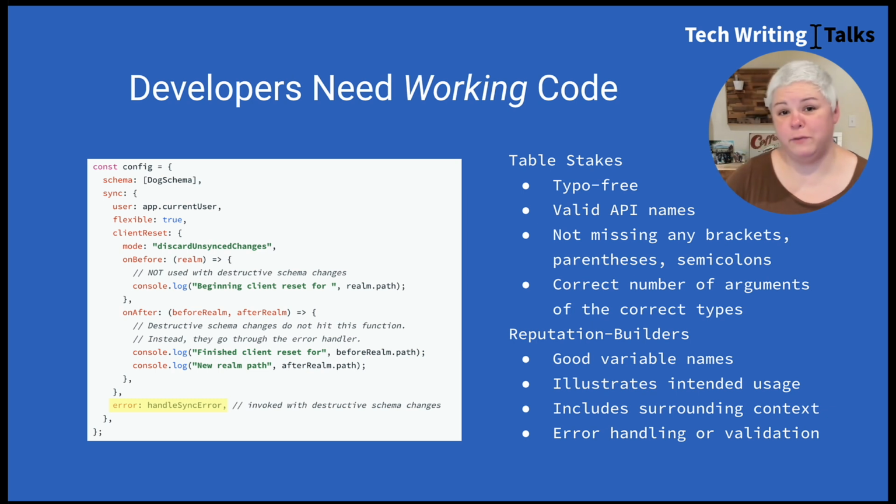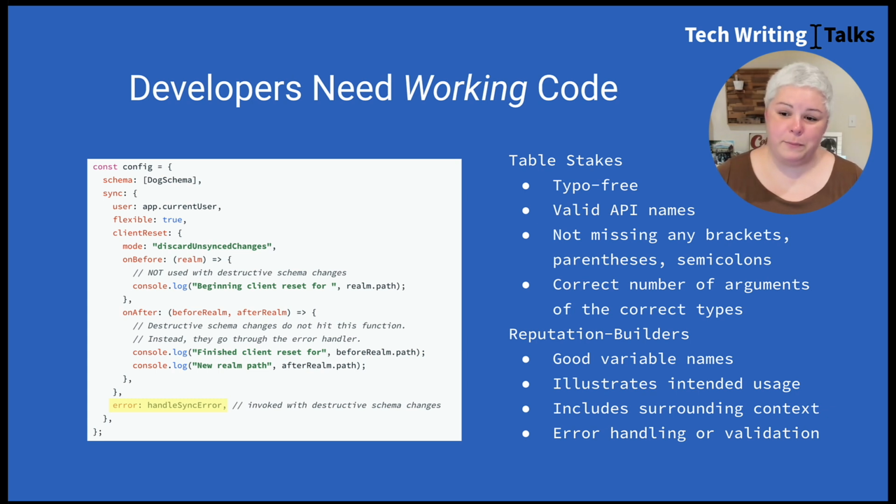Your code examples have to be typo-free. That's really basic. The API names in your code examples have to be valid API names. In this code example on the left, I've highlighted a line, error, handle sync error. This is a code example that is live in our documentation right now, and that line is incorrect. The actual parameter name should be on error, and we do get feedback on our documentation about this problem.